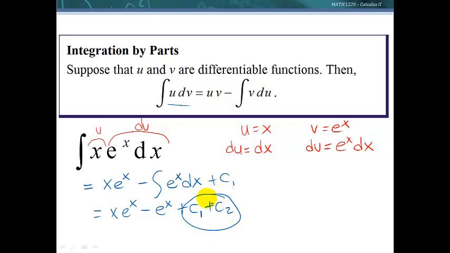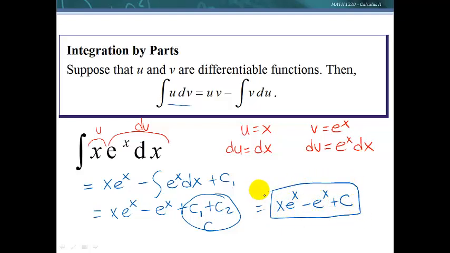So we're not going to bother to write those both times. We're just going to stick one on the end and call it c. So our final answer is x e to the x minus e to the x plus c. We can see that if we wanted to check this, we could take a derivative and we should get the original function back.